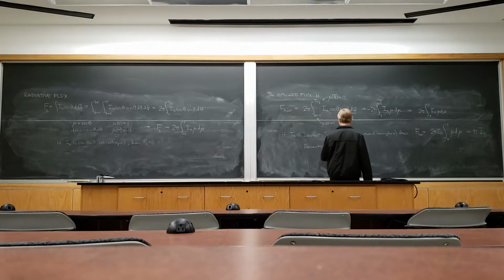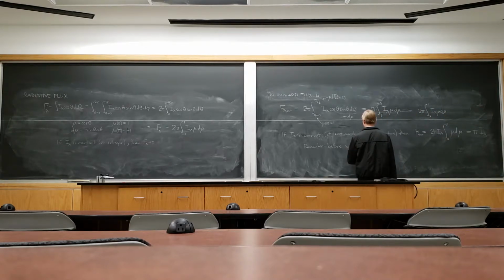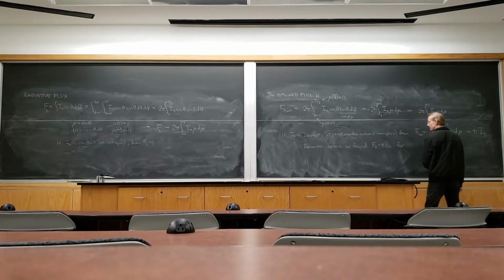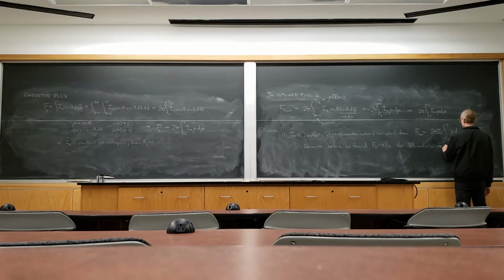This is more general. If the radiation is isotropic, then the outward flux is pi times the specific intensity. So remember that before we found F lambda equals pi times B lambda for blackbody radiation. And that's a special case of this relation.